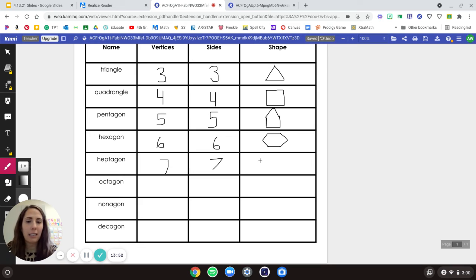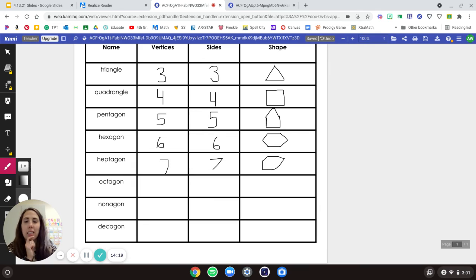Let's draw a heptagon next. Now these get a little tricky, so bear with Mrs. Wells. All right, so we're going to draw 1, 2, 3, 4, 5, 6, and 7.